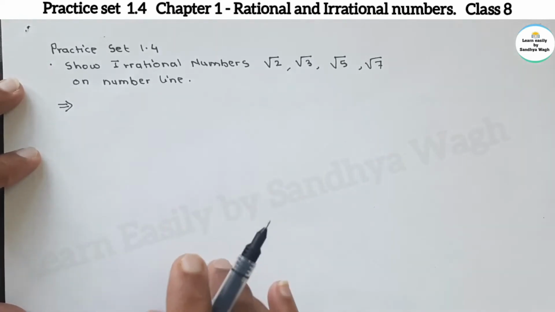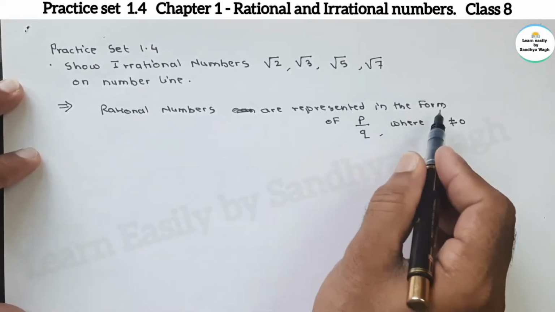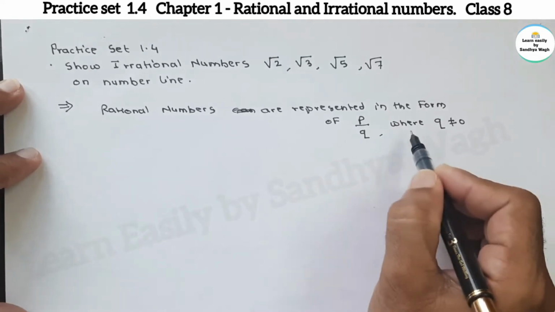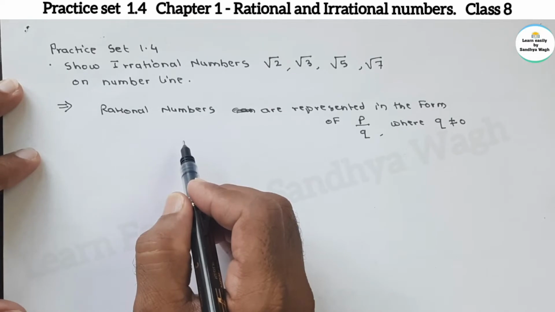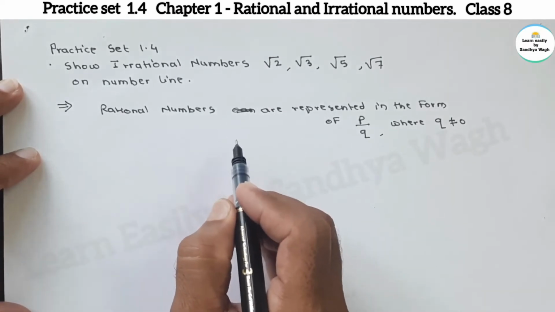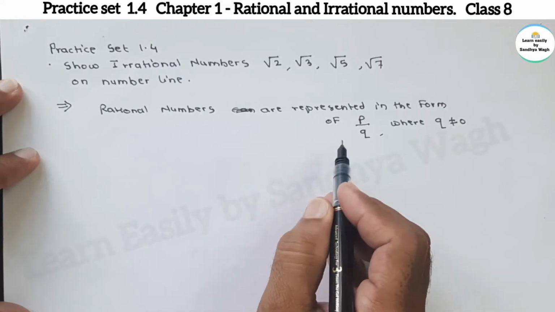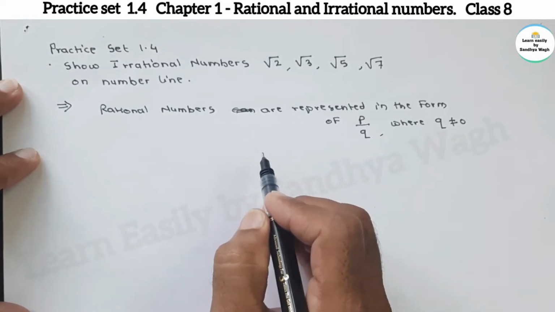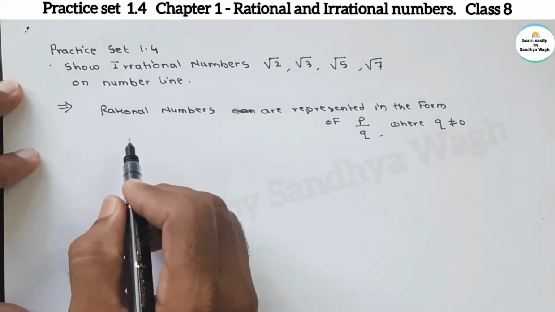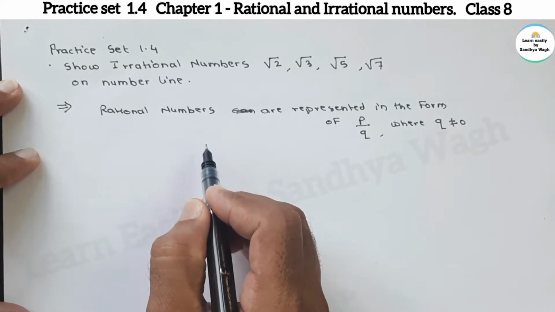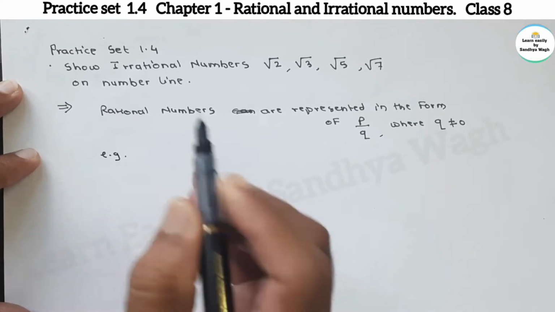We know about the rational numbers. Rational numbers are represented in the form of p by q, where q is not equal to 0. We also know rational numbers, if we convert in the decimal form, some are terminating decimal form and some are recurring non-terminating.